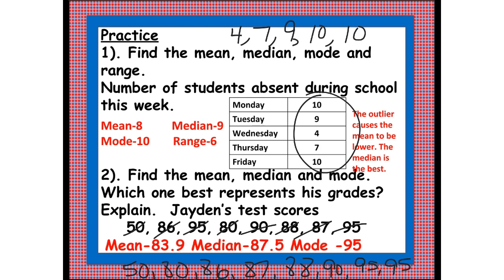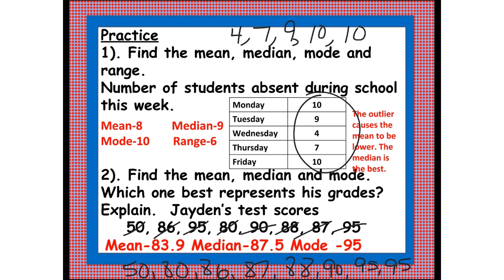So in this one, you had to add them all up, and then you divided by 8 because there were 8 numbers. In this particular one, you rounded off your answer. The mean was 83 and 9/10. The median was 87 and 5/10, or you could use a fraction, 87 and a half. There were 2 numbers in the middle, so halfway between 87 and 88 is 87 and a half. The mode is 95 because it's there more than the others.